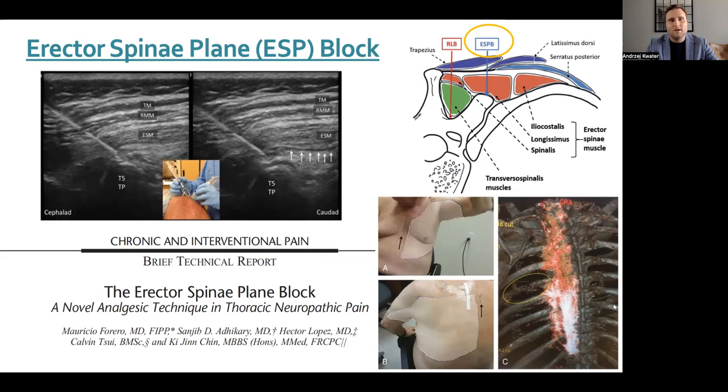So the goal is to guide the needle towards that transverse process, contact the surface of the transverse process, and inject the local anesthetic in order to get cranial and caudal spread over several dermatomal levels. And you can see on the picture of the patient on the right side the extent to which the patient experienced adequate analgesia from the block itself.